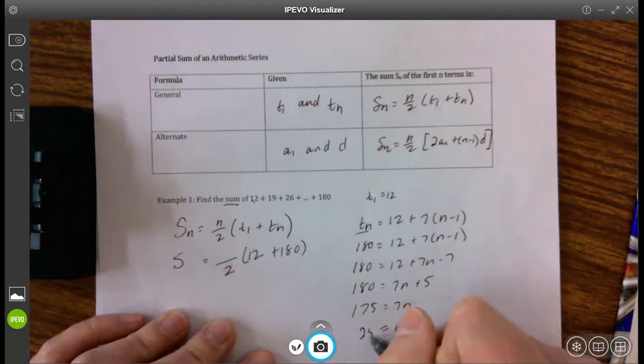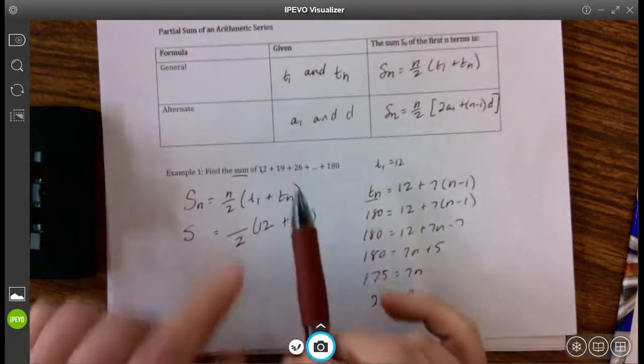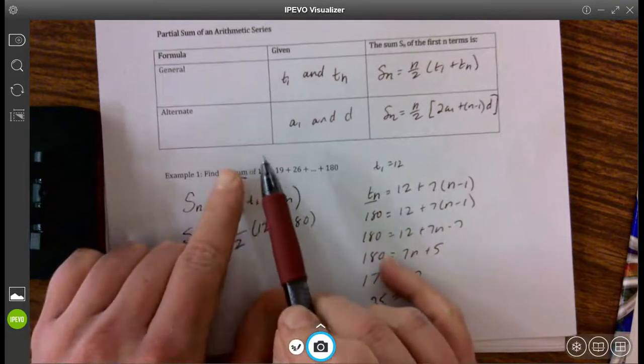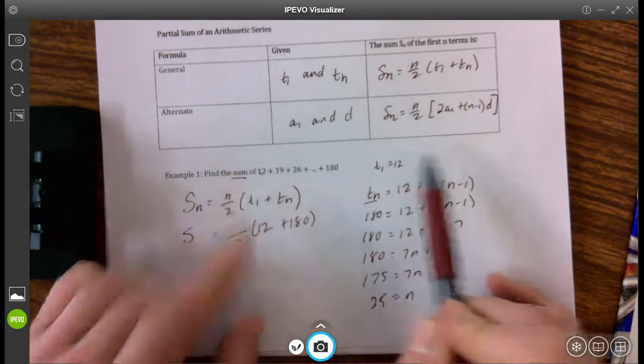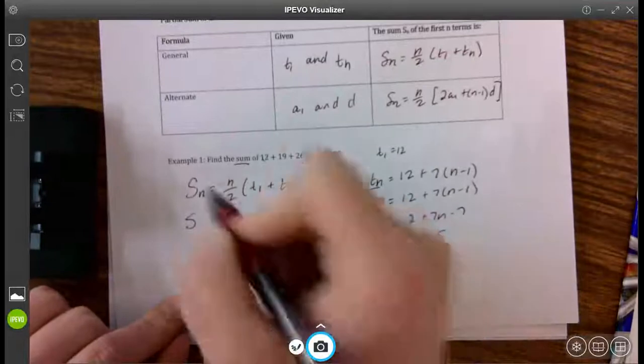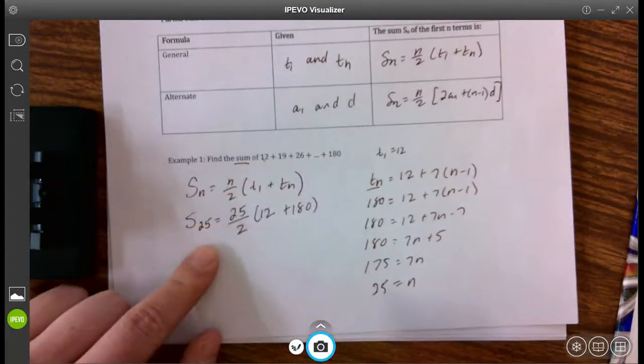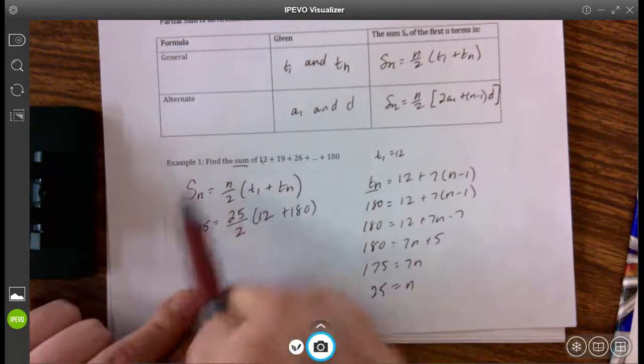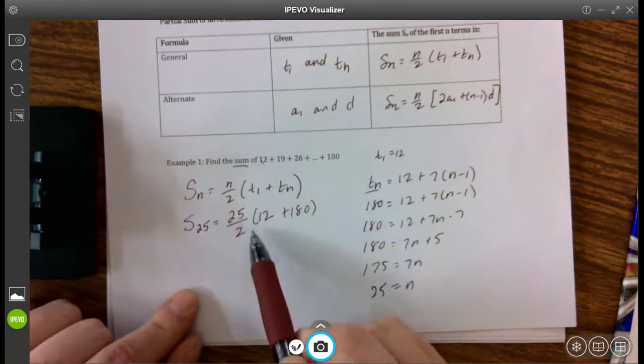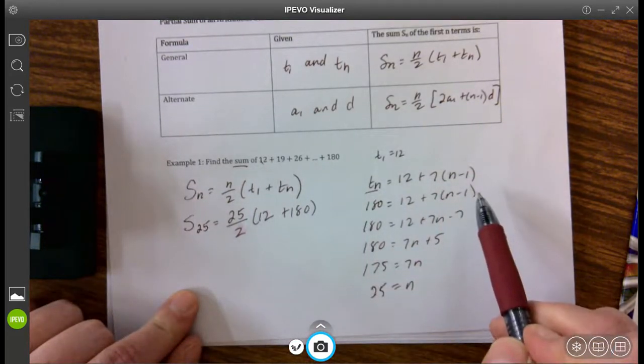That's 25. That means there was 25 terms. Could I have written this down on a piece of paper, 12, 19, 26, 33, and gone on and counted the numbers? Yes. I was desperate. I could have done that. But I realized if I have one formula and I don't have all the things I need, I need to hop over and use the other formula.